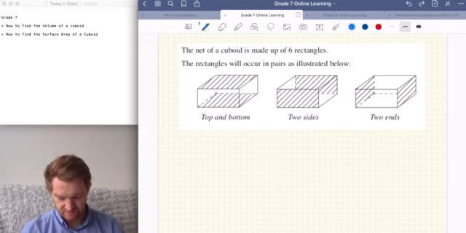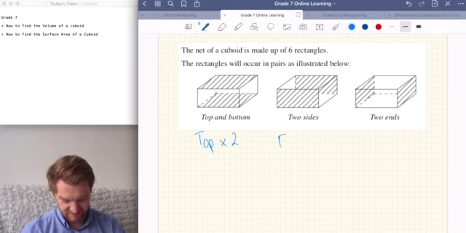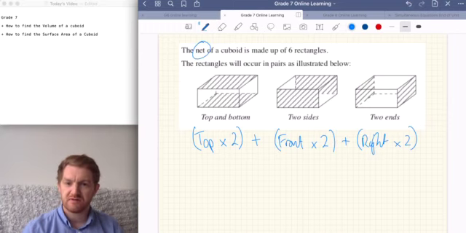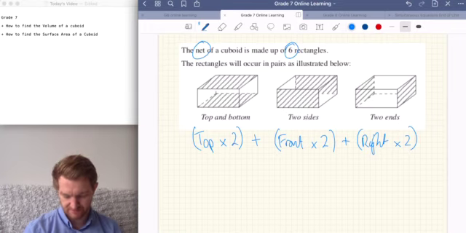So, for example here, I could say, well, that's going to be the same as the top twice, that's going to be the same as the front twice, and that's going to be the same as the right twice. And if we added them all together, we'd get the total of all 6. This talks about a net, which I'm going to show you what that looks like in a minute. And it talks about 6 rectangles, because if you think about a box, there are 6 sides. The top, the bottom, the left, the right, the front, the back. So just keep this in mind, because we're going to have a go at some surface area in a second.